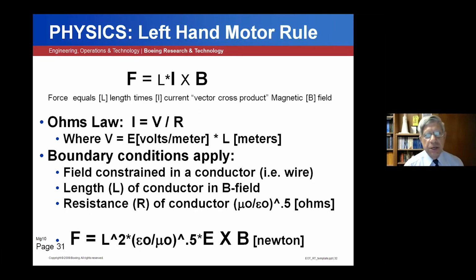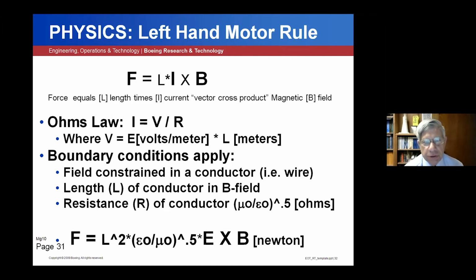Another way of generating it is the left-hand motor rule, which is actually the Lorentz force equation, which says force is equal to the length of the conductor times the current vector product of the B field. And you can modify this equation the same way. I, which is the current, is also equal to V over R, which is Ohm's law. And you substitute that in there. So V becomes E when it goes to a field, and R becomes the resistance of free space, the square root of mu over epsilon.